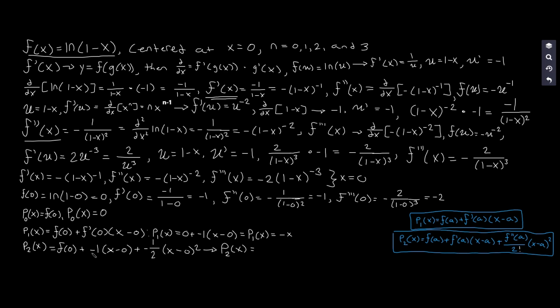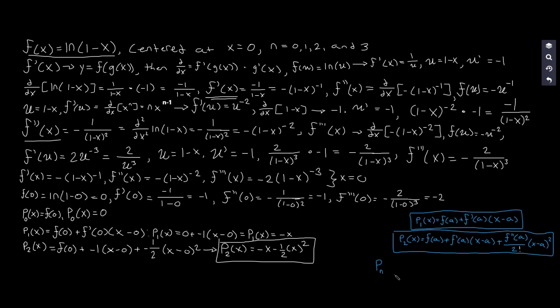is 0 plus negative x minus 0, negative x minus negative 1 half of, no, yeah, wait, negative x minus 1 half times x raised to the second power. I'm pretty sure. And so that's going to be P sub 2, I think.